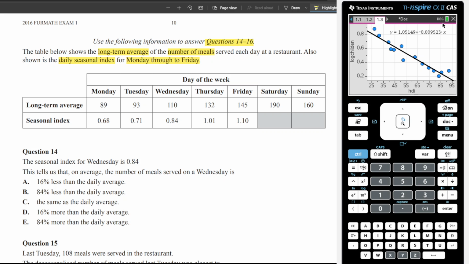Question 14. The seasonal index for Wednesday is 0.84. This tells us that on average, the number of meals served on Wednesday is what? Well, that would be saying it is 84% of what it is in the long term. So 84% of the average daily serving. So it is either 84% of the average, or we could say that is 16% below average.